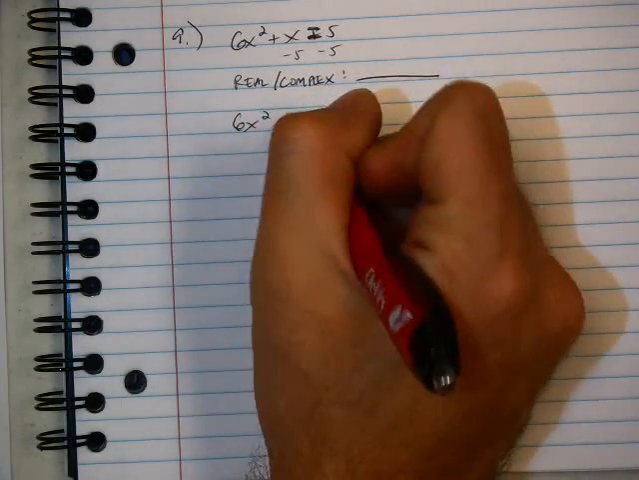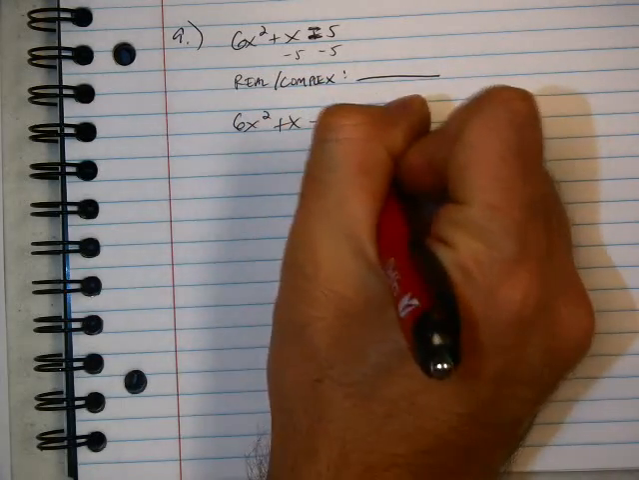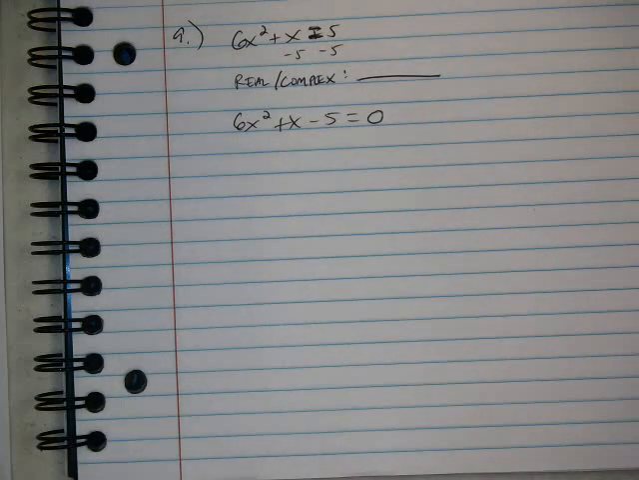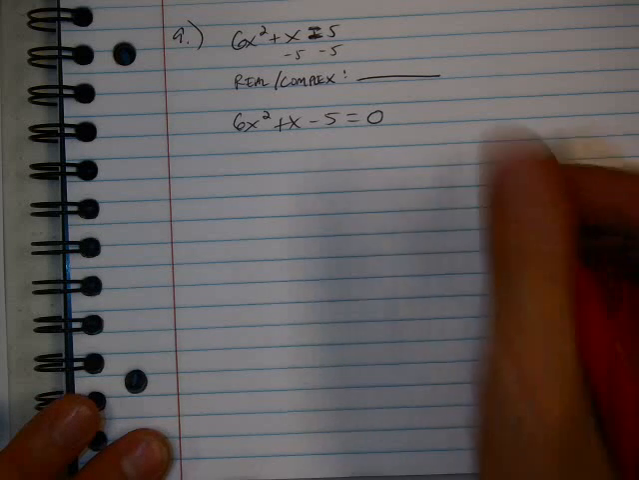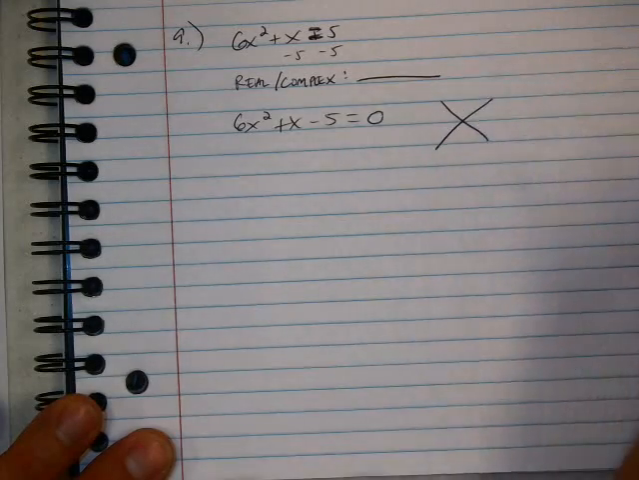So I get 6x squared plus x minus 5 equals 0. Now, at this point, I'm going to try to factor. If I can't factor, I'm going to use the quadratic formula. Hopefully it does factor though. So let's start by doing our diamond.